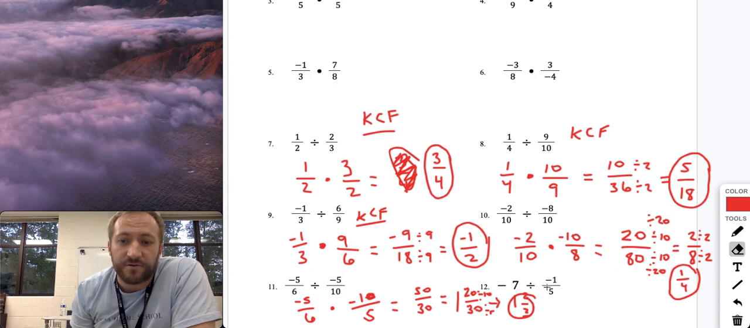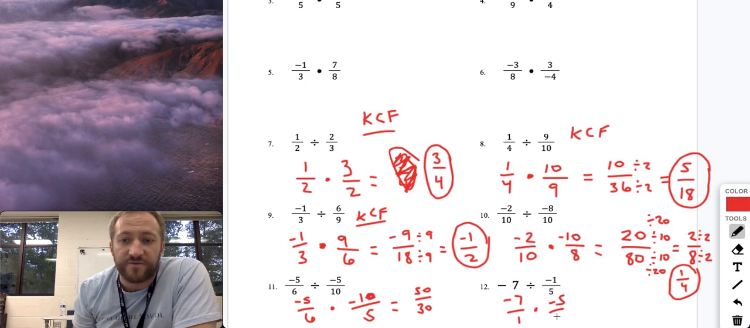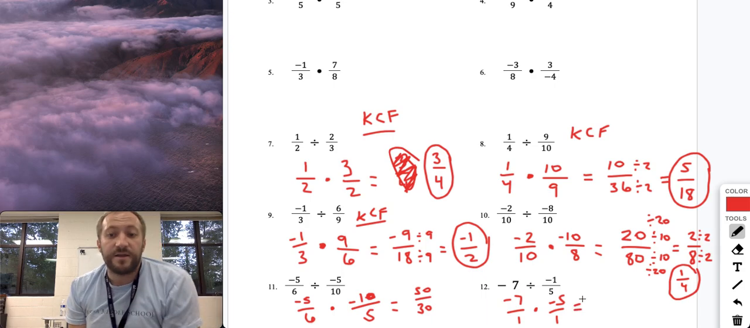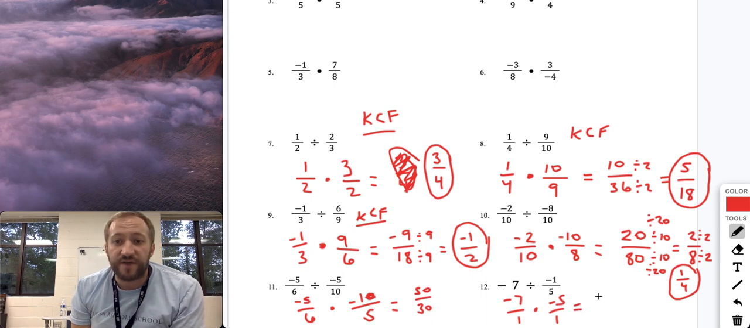I'm going to give that a quick erase to get this last one. Now there's no denominator here, but I know that every whole number has a denominator of 1. So keep it the same. Division becomes multiplication, and I'll flip the second fraction. So now I got negative 5 over 1. Now, when I multiply this, negative 7 times negative 5 gives me 35 over 1. And I know that every whole number is over 1, so really this is just 35.